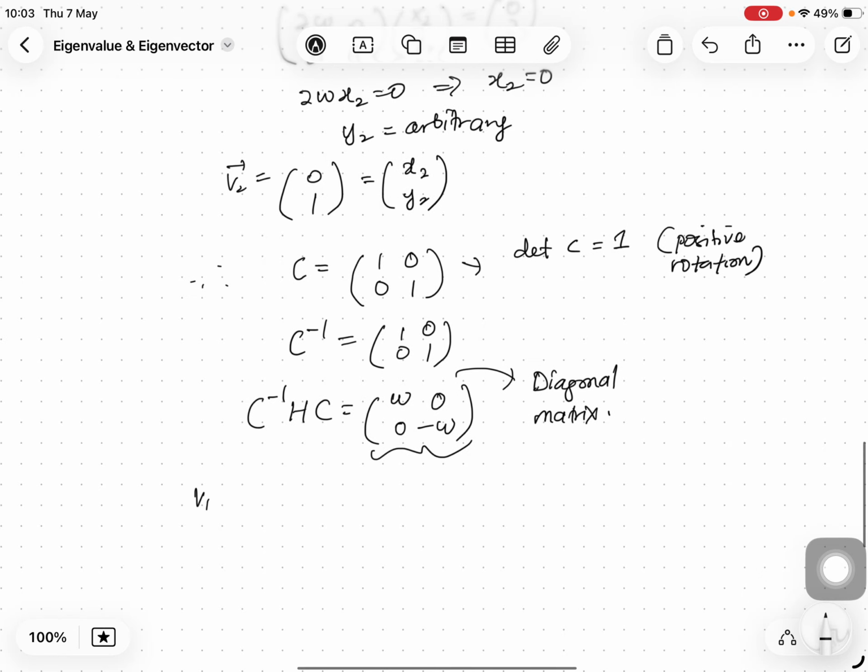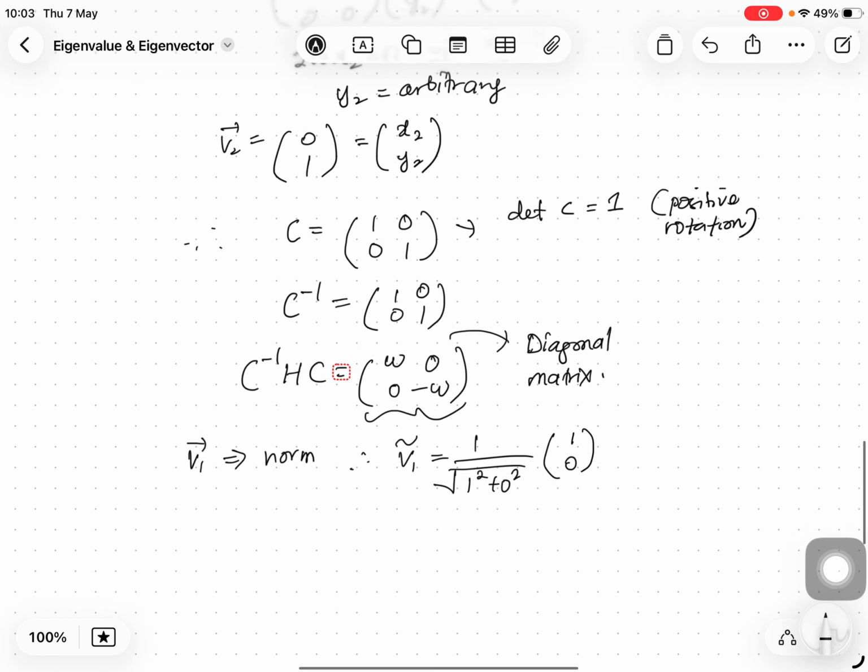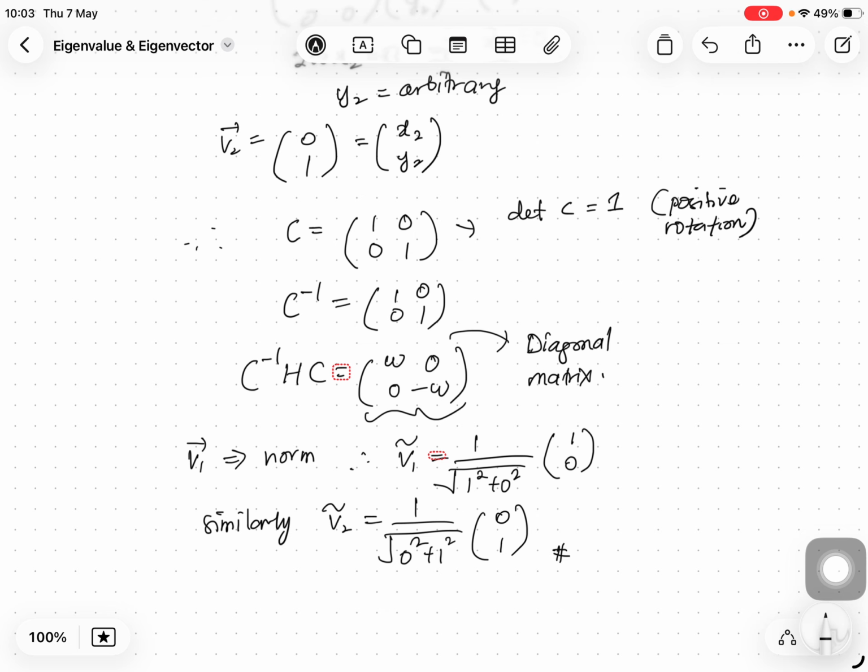Let's say for your V1, you want to normalize it by finding the norm. So you have V1 equals 1 over the square root of 1 squared plus 0 squared, times 1, 0. Similarly for V2. Okay, done.